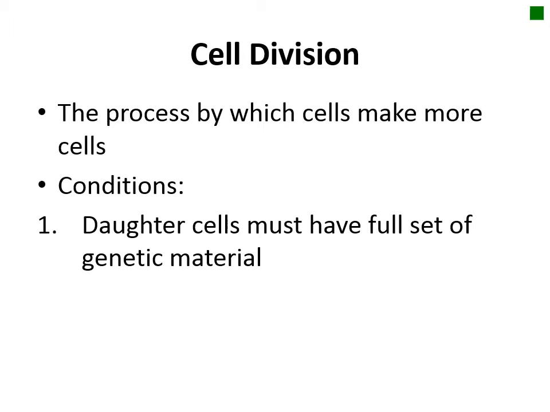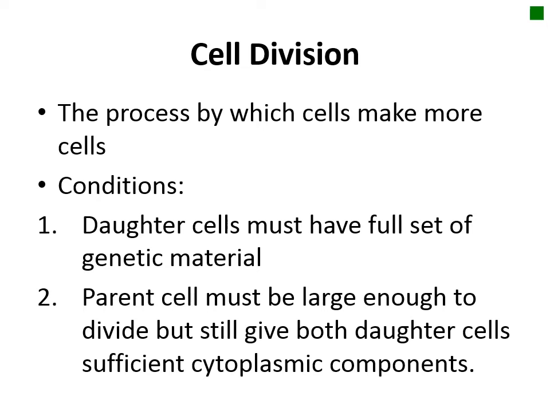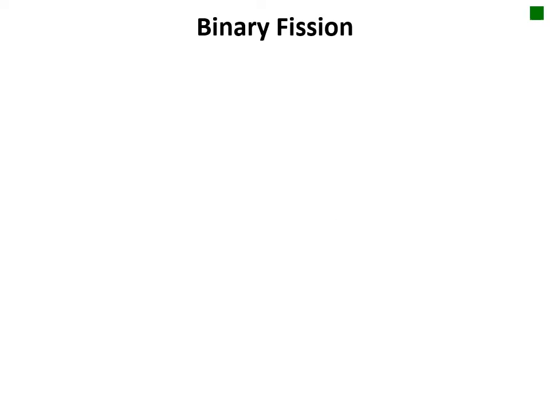The second is that the parent cell must be large enough to divide in two and still contribute sufficient cytoplasmic components to each daughter cell. In prokaryotic cells, cell division occurs through binary fission. In eukaryotic cells, it occurs through mitosis and cytokinesis.